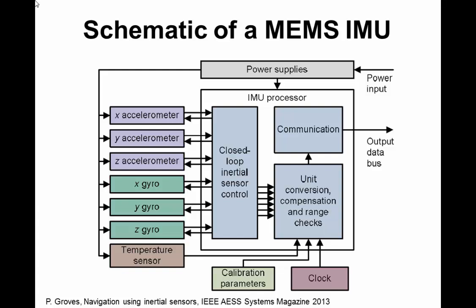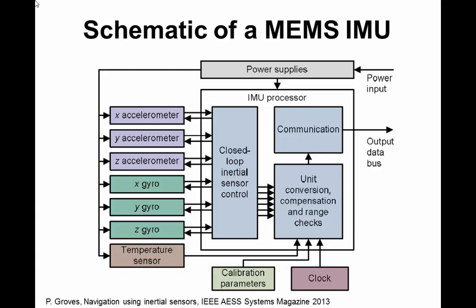So a schematic of a MEMS inertial measurement unit would possibly be captured with this sort of schematic level diagram. So you've got the three-axis acceleration sensors, three-axis rate gyros, and then possibly a temperature sensor to account for temperature effects. And then you've got your navigation algorithm that uses the data from these sensors to compute position, essentially as a state estimation problem.